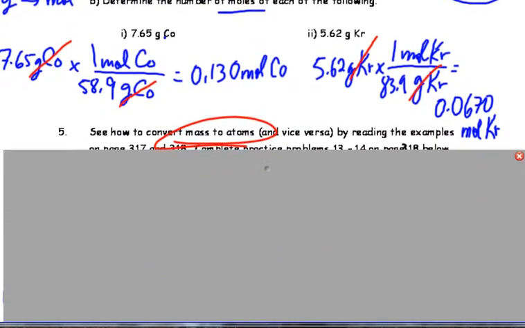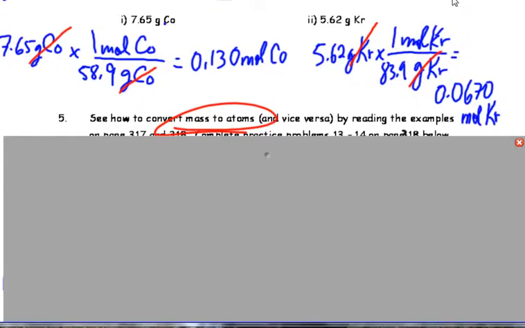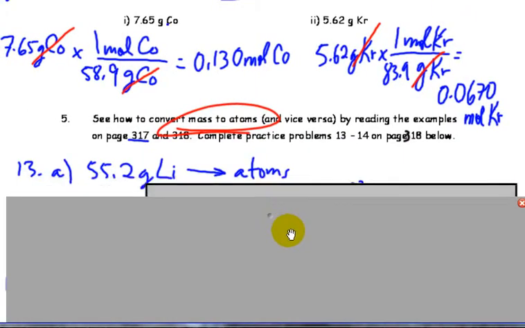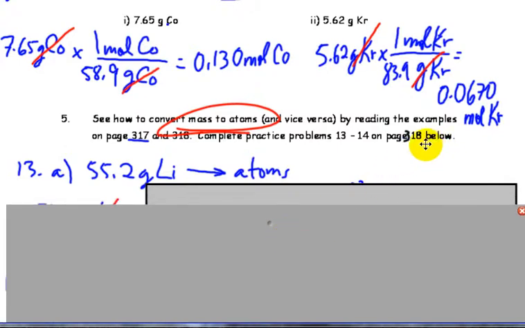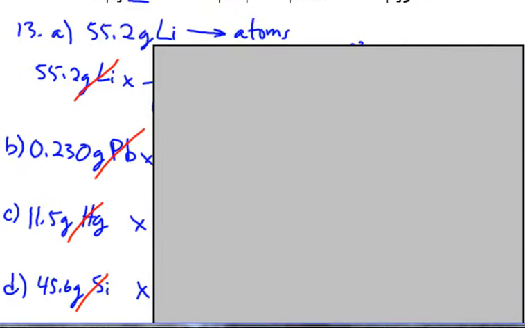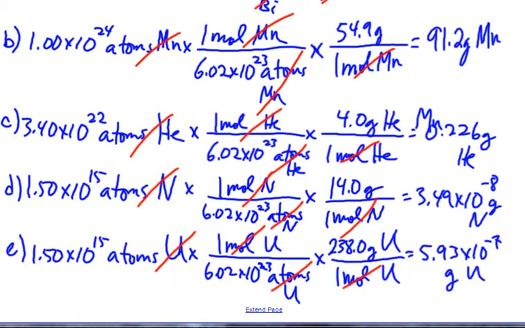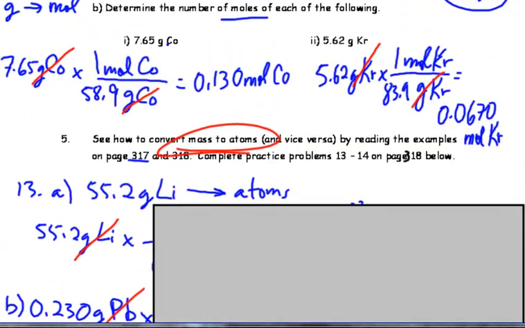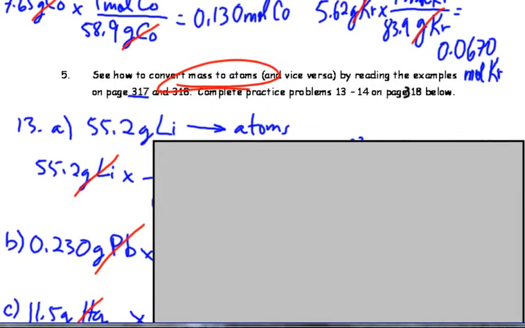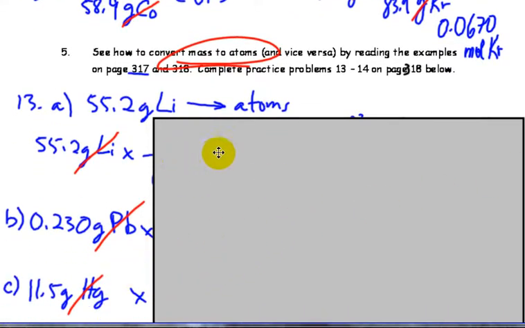Okay, the last part of this booklet looks at two-step conversions. So here I'm from page 318 of the textbook, questions 13 and 14. The first one involves 13 A, B, C, D, E, and then 14 A, B, C, D, E. I did all of them here. I'll leave it up to you as to how much you need to copy out. So this first one, going from grams to atoms. I think all of these are going from grams to atoms.